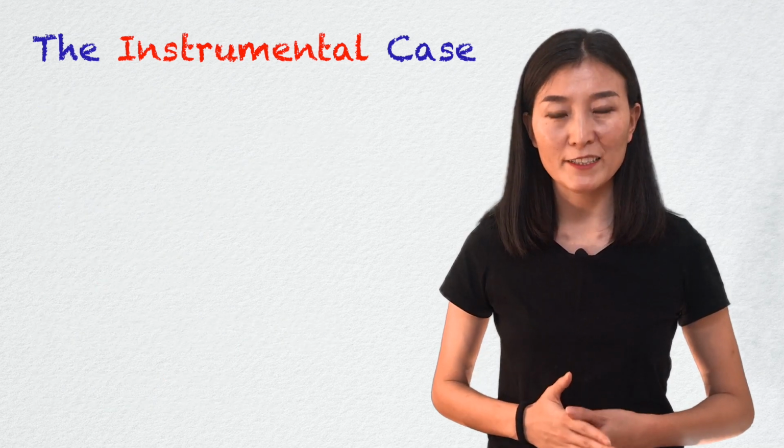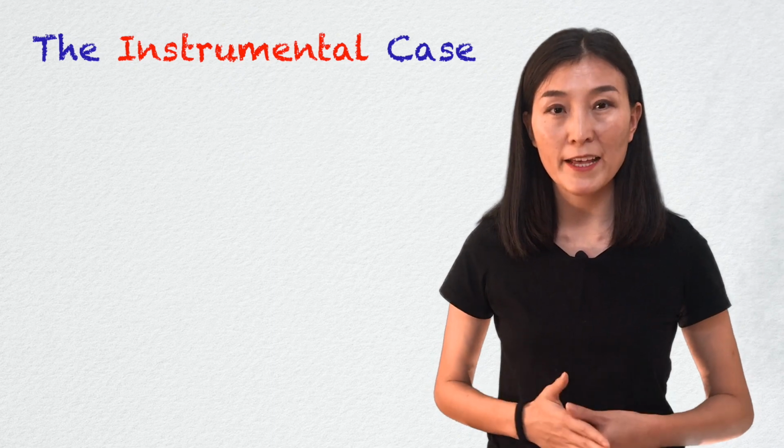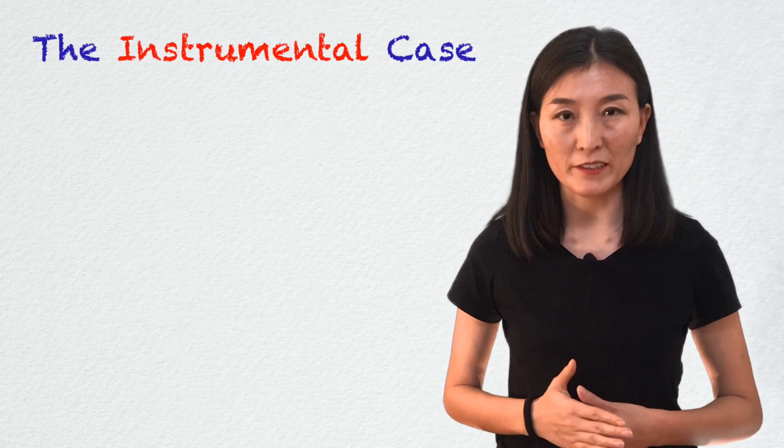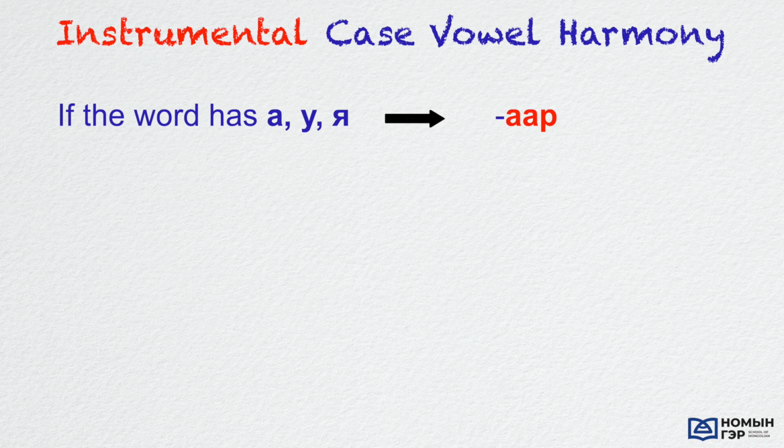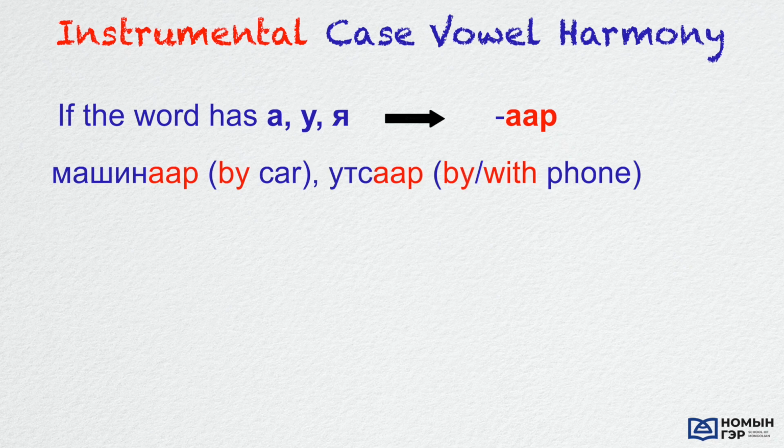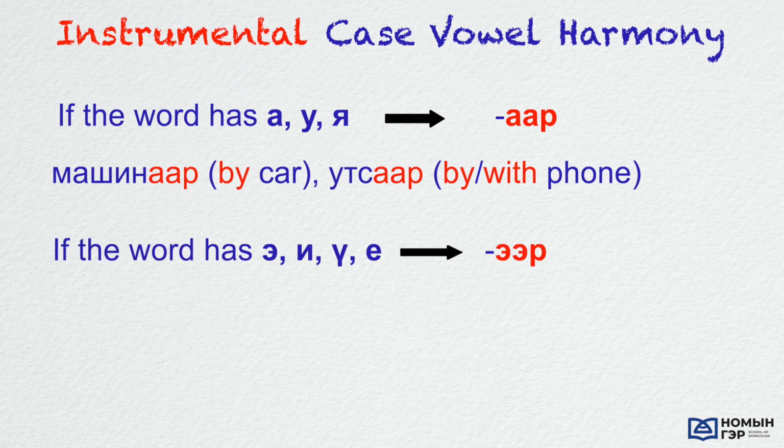Now let's go to the slides to see vowel harmony rules and personal pronouns in instrumental case. If the word has a, o, ya, suffix form ar is added. For example, машинаар, утсаар. If the word has e, i, u, ye, the suffix form er is added.